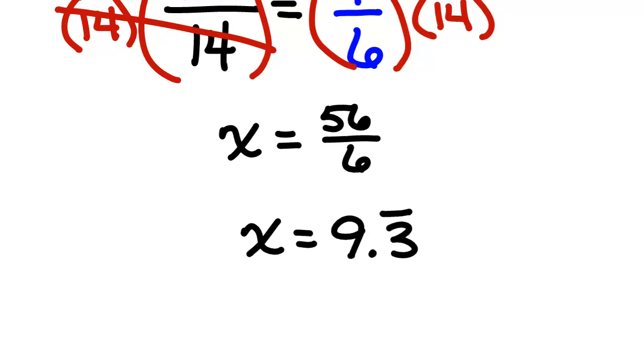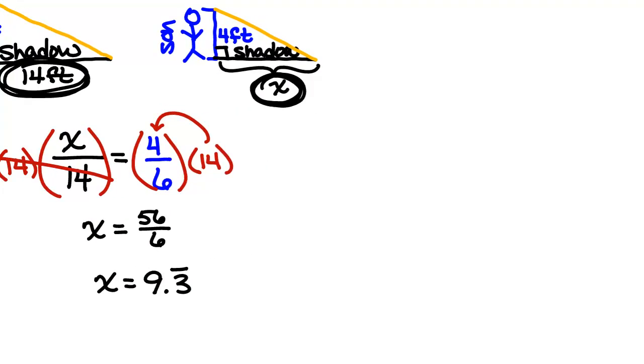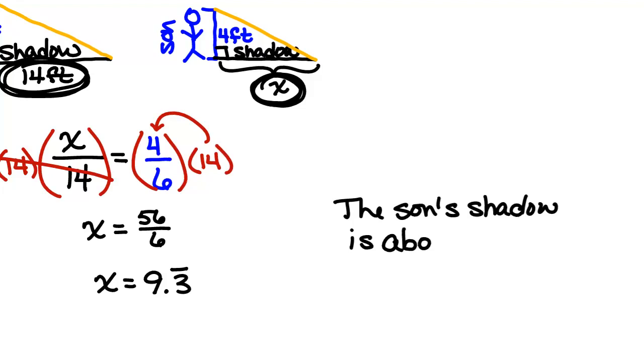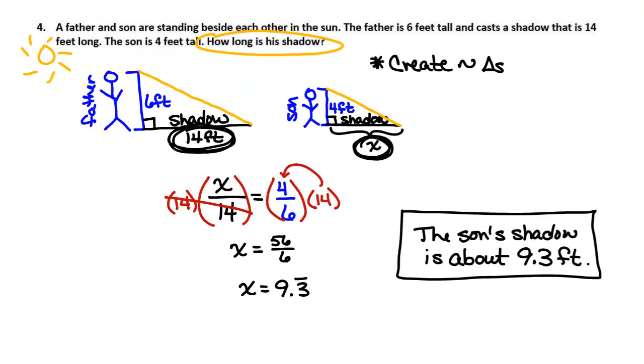9.3 repeating. So 9.333333333. When they asked how long his shadow is, to answer that question, I would say the sun's shadow is, and then I'm going to do some approximating. I'm going to do some rounding. So I'm going to say his shadow is about 9.3, and what kind of units would go with that? Feet. The sun's shadow is about 9.3 feet.